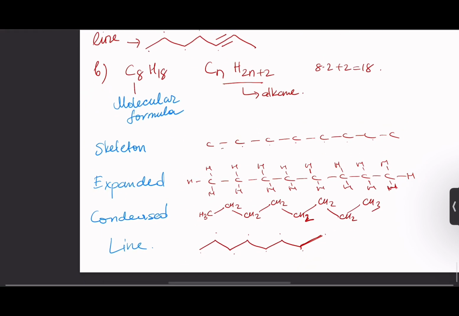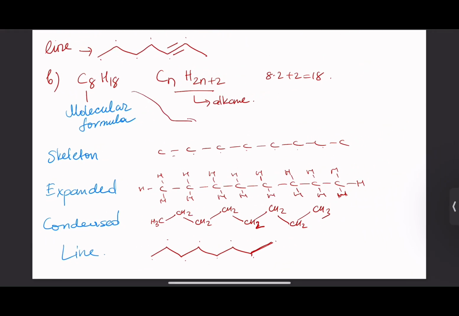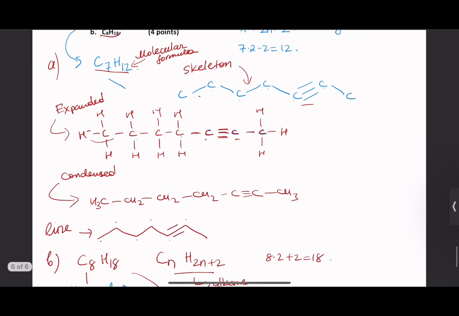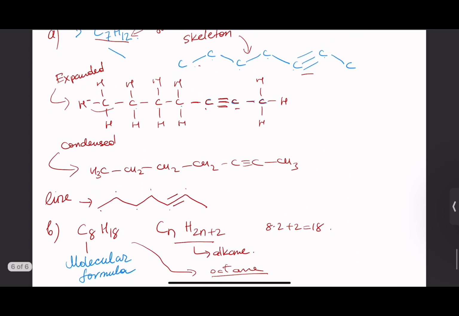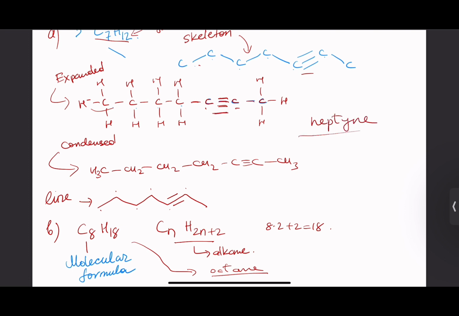And that's it. And the name of this guy, just to say, 8 is oct, and because the ending is ane, it is octane. And for this guy, we got 7 carbons, 7 is hept, and because we have the alkyne, it'll be heptyne.